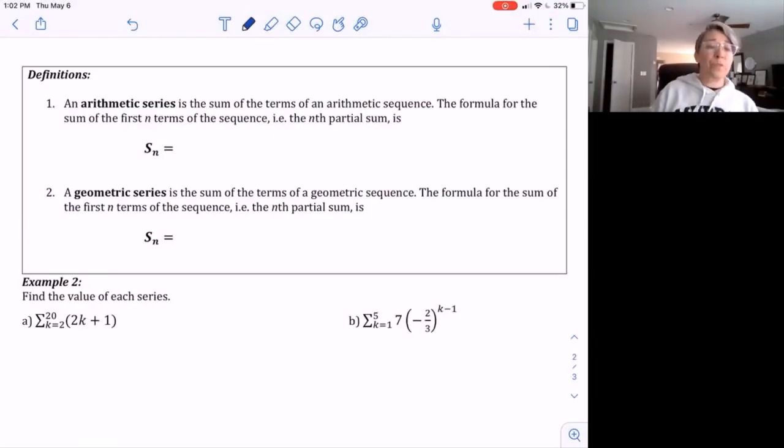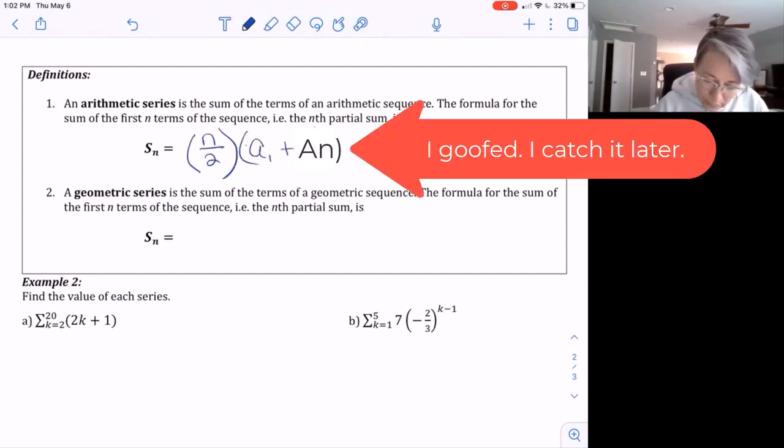So now we have some formulas for when we do actually have an arithmetic series, which is basically the sum of an arithmetic sequence, or a geometric series, which is a sum of a geometric sequence. So of an arithmetic sequence, we have n divided by 2 times a sub 1 plus a sub n. Now, where does this come from?